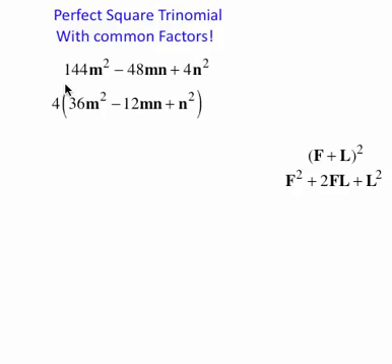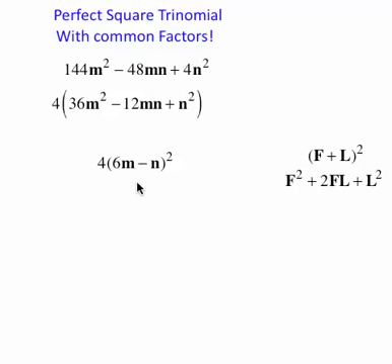So we all agree that that's 4. We factor out the 4, and then we're left with 36m squared take away 12mn plus n squared. Now, if we take the square root of 36, we end up with 6. If we take the square root of 1, we get 1, and we take the sign of whatever the middle is. Then we test to see if 2 times the first times the last is negative 12. 6 times negative 1 is negative 6, times 2 is negative 12.